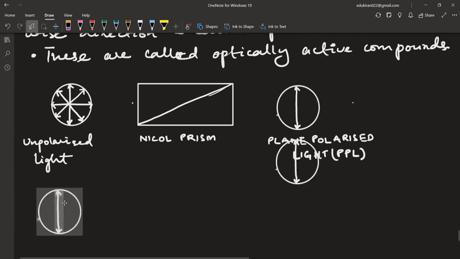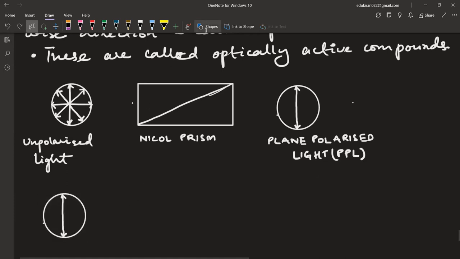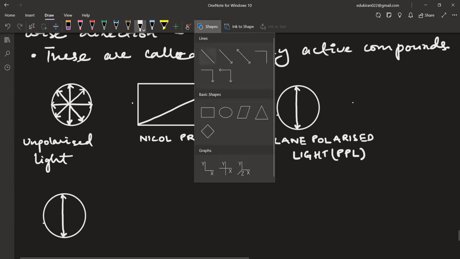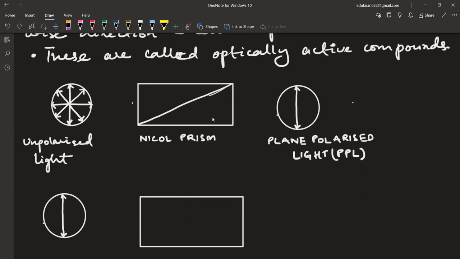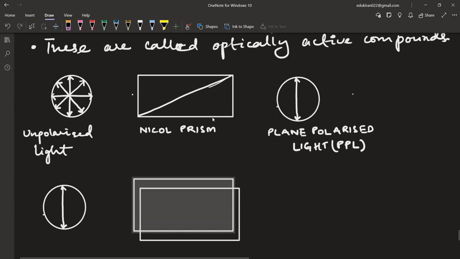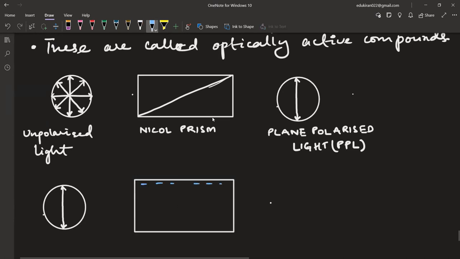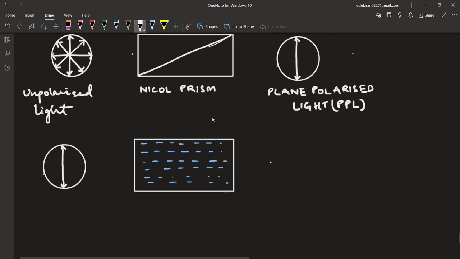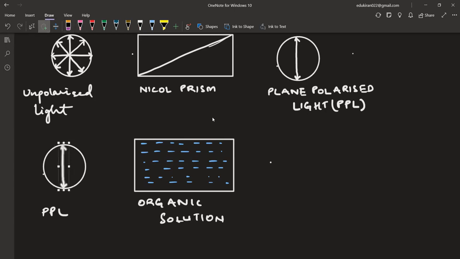Further, when this plane polarized light is passed through an organic solvent, that means here what we are having is some organic molecule in liquid state. We have organic solvent. This is the organic solution. When it passes through the organic solution, the plane polarized light that we have here, let us say it rotates a bit.